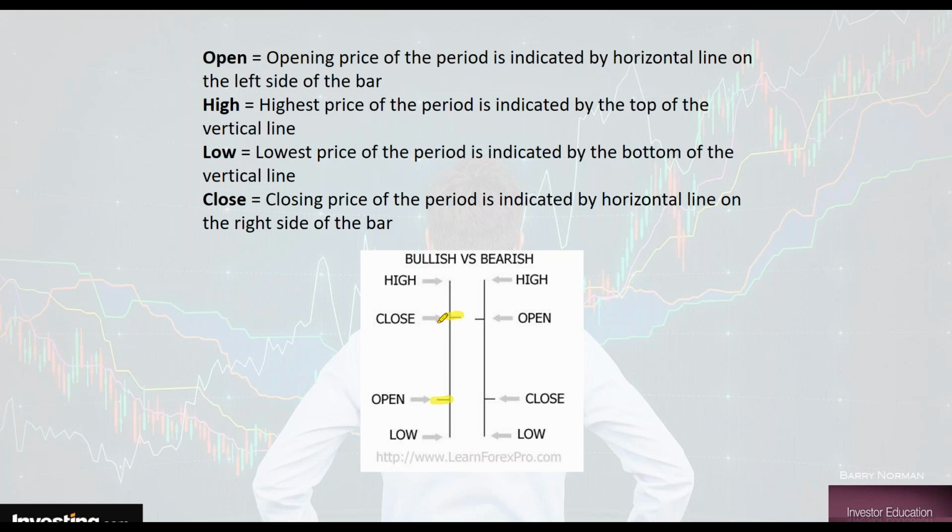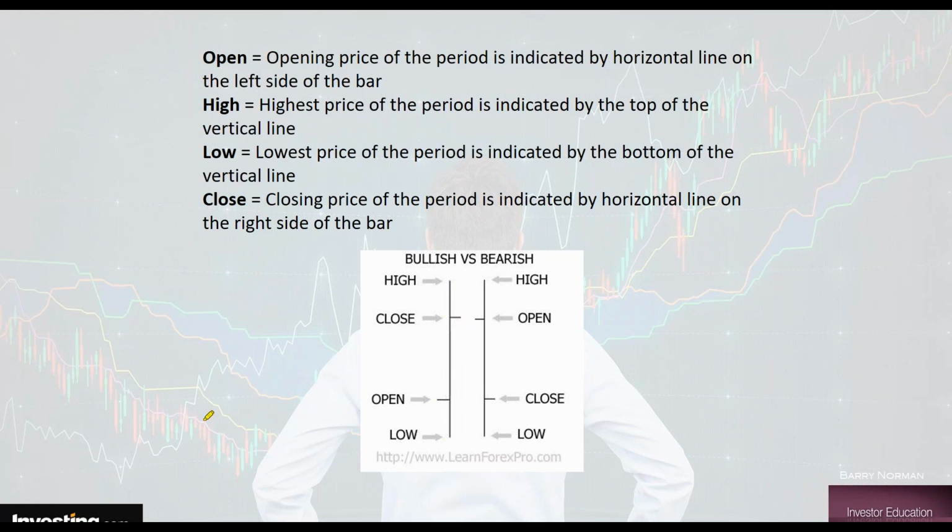So we put a dash to the right. We then put a dot on the top of the highest price that asset touched in that 30-minute time frame, and we put a dot at the lowest price. We then connect them together with a line. So what do we have? We have open, high, low, and close, and we have a bullish signal.